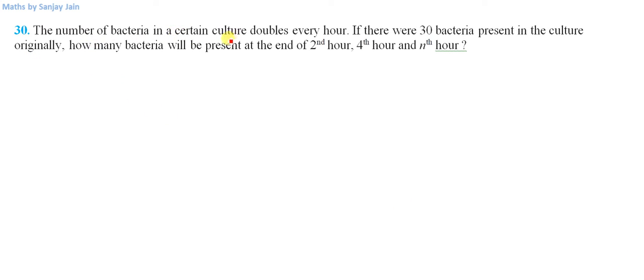Number of bacteria in a certain culture doubles every hour. So if there were 30 bacteria present in the culture originally, every hour it doubles. So 30, then in the next hour it will be 60, in the next it will be 120. So if you notice, the common ratio is 2. First term is 30. How many bacteria will be present at the end of second hour, fourth hour, and nth hour?